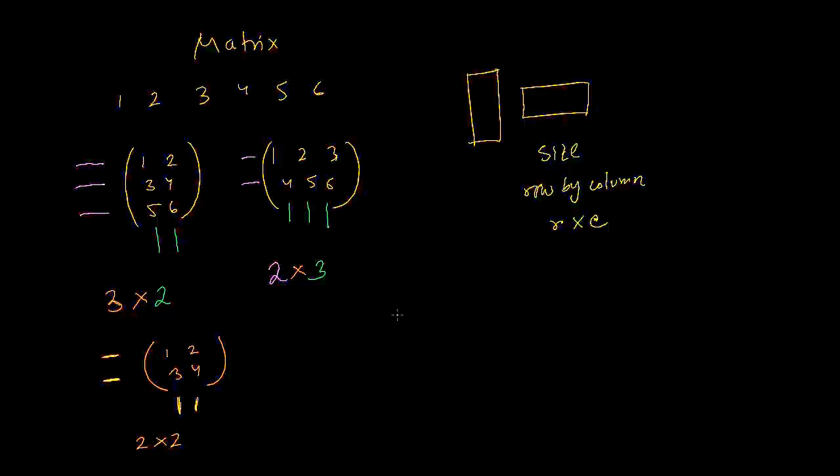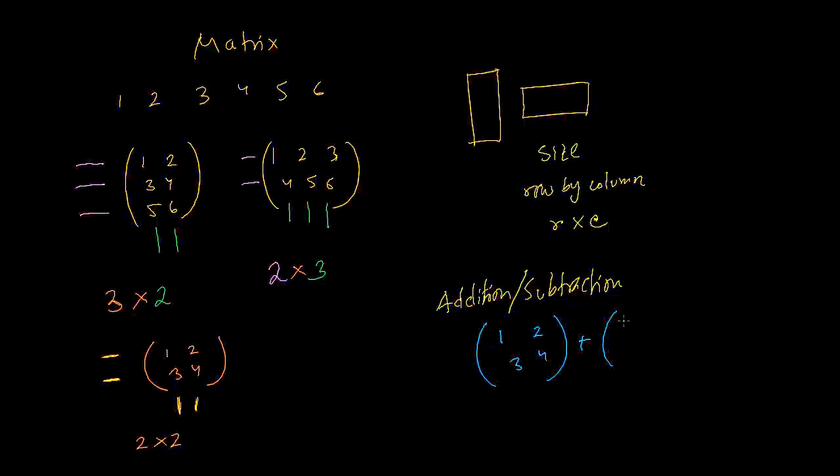The important thing about matrices is the operations, the arithmetic operations. So the arithmetic operations are addition and subtraction. So it's fairly simple. Let me show you how this is done. Addition is, let's write down the matrix 1, 2, 3, 4 plus we have another matrix 5, 6, 7, 8. So both are 2 by 2 matrices. It is important that the sizes of the matrices are the same.